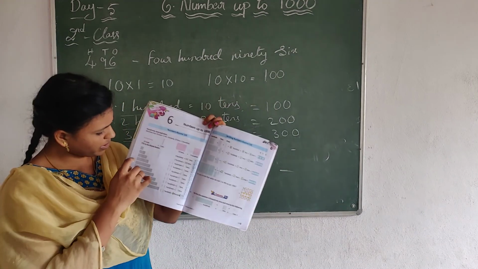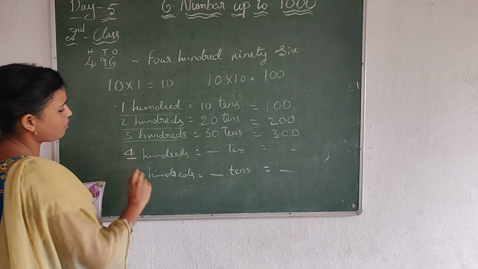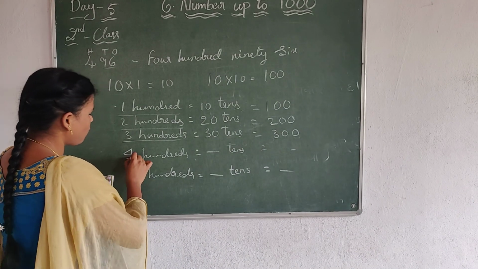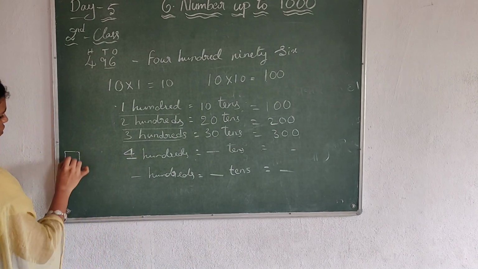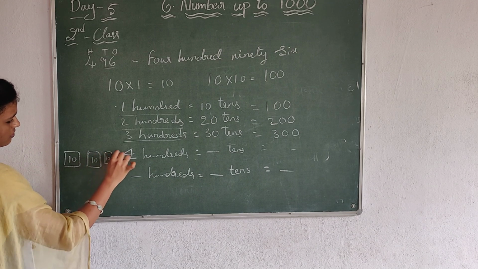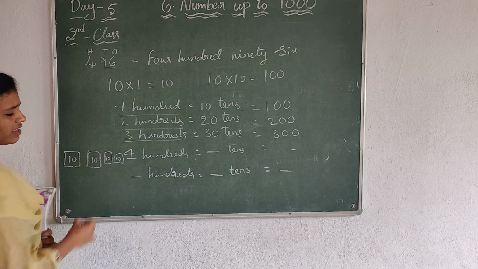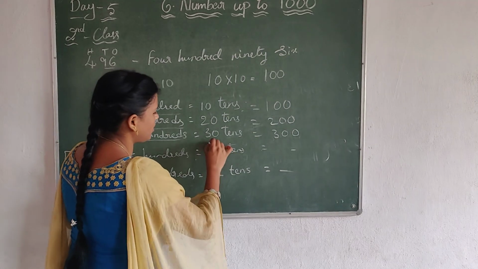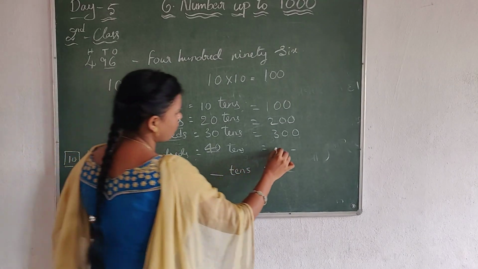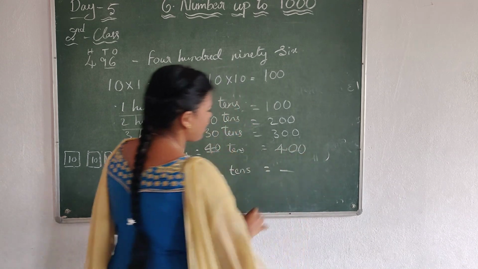Let's see how many hundreds are there. 1, 2, 3, 4. So write 4 in the blank, equal to dash tens. In the 4 boxes, each box has 1 ten. So total how many tens are there? 1, 2, 3, 4. 4 tens is equal to 40 tens. Okay, write the number here. 400. 40 tens equal to 400.